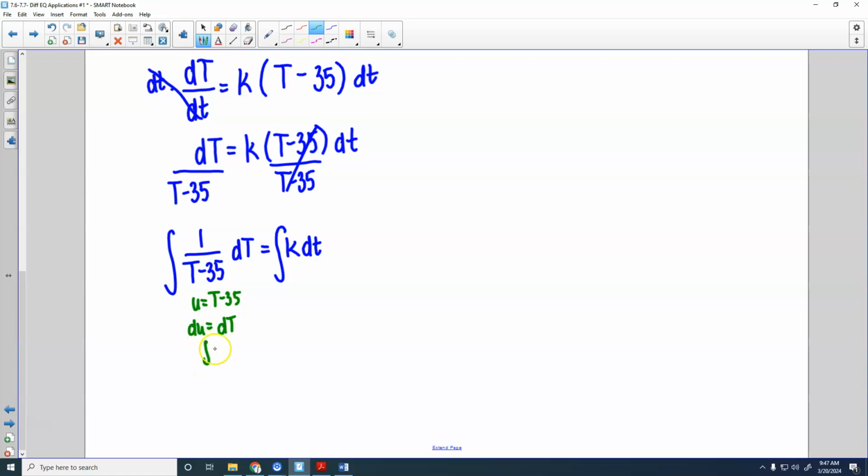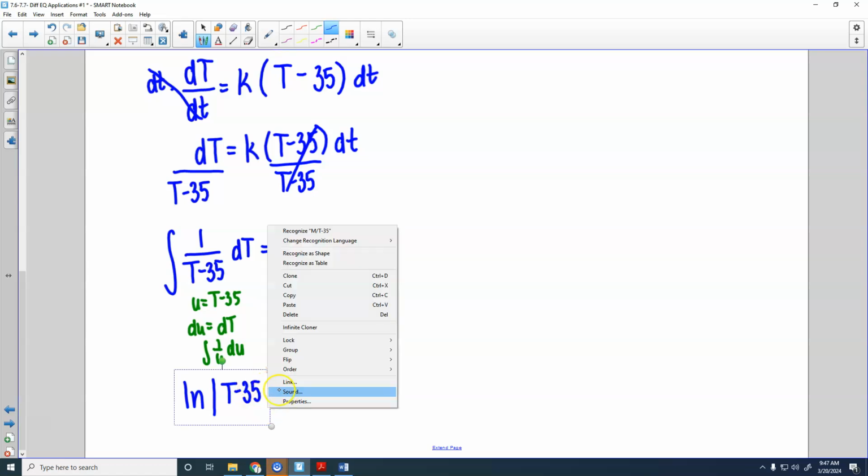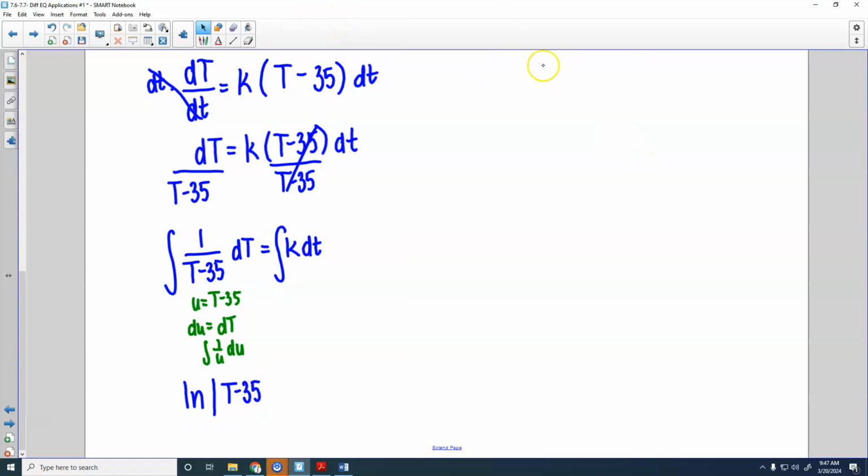This is just going to be the integral of 1 over u du, which means when I integrate it, I'm just going to get the natural log of the absolute value of u, which is T minus 35. What do I get when I integrate k dt? Close. Not kx, but very close. kt, because t is our variable. So kt plus C.